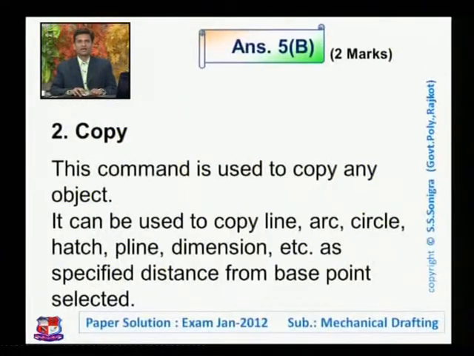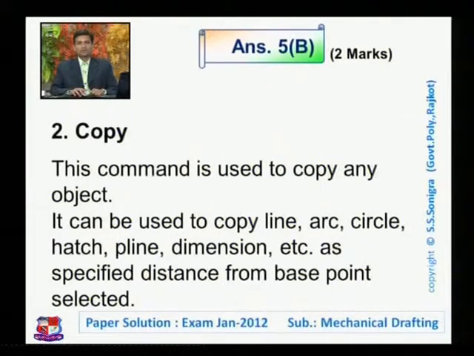And second is copy command. Of course, copy we all know, to copy means to do the things which are written at some places, as in the examination. This command is used to copy any object. It can be used to copy line, arc, circle, polyline, dimension, etc. at a specified distance from the base point selected.